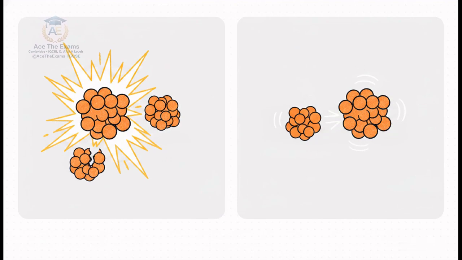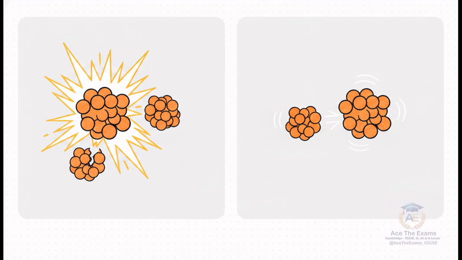Let's move to the main event of nuclear physics: fission versus fusion. Fission is the splitting of a heavy, unstable nucleus into two lighter nuclei, which releases a massive amount of energy. Fusion is the exact opposite. It's the joining of two light nuclei to form a single, heavier nucleus.